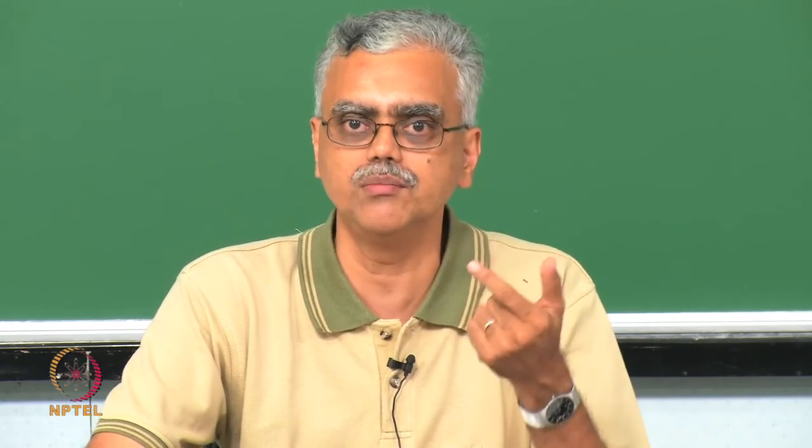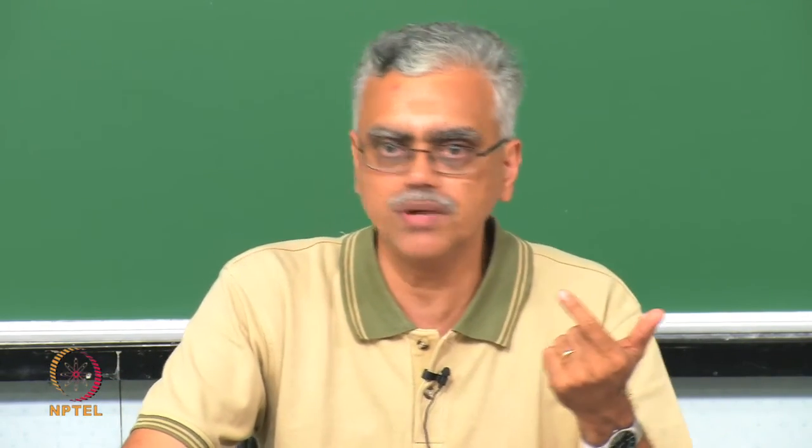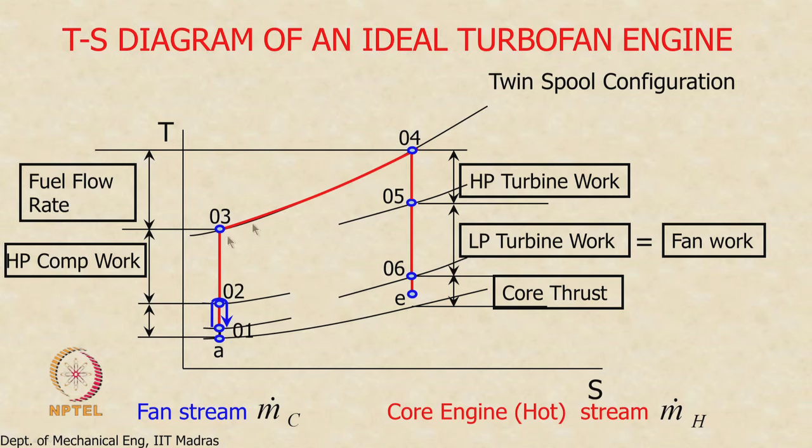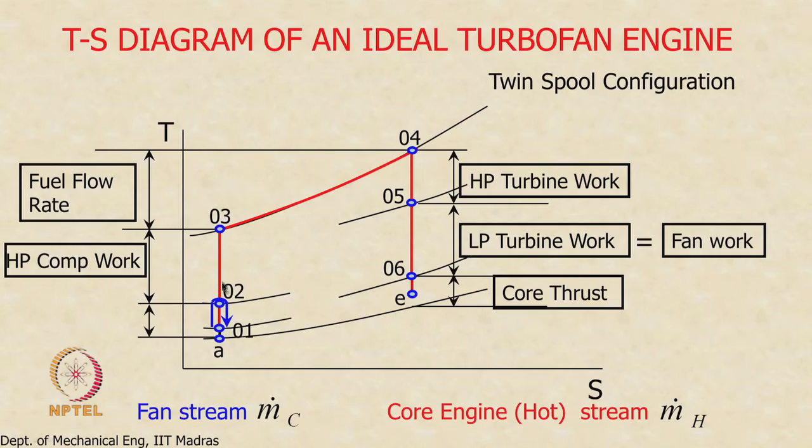If I increase m dot c, the work consumed by the fan increases because that is multiplied by m dot c. That means the low pressure turbine now has to do more work. Everything here will remain the same up to 0.6. Remember, this is the LP turbine work, which is equal to fan work. 0.2 will remain the same because the fan pressure ratio is fixed. We are only looking at increasing m dot c, so the effect of m dot c will not show up anywhere here except here.